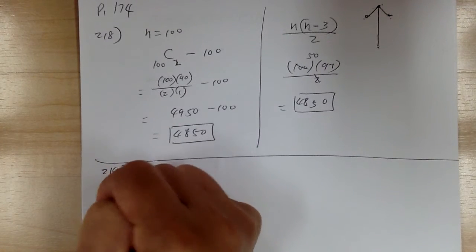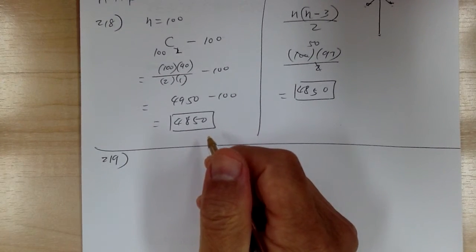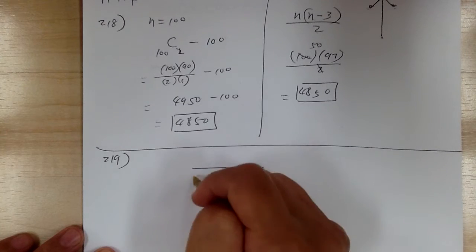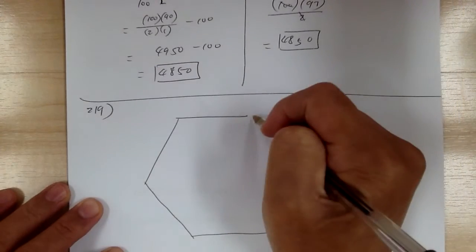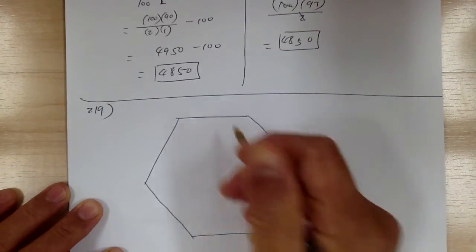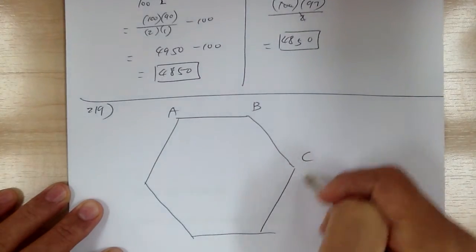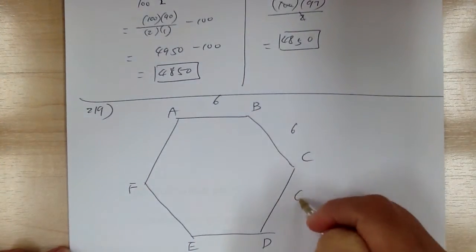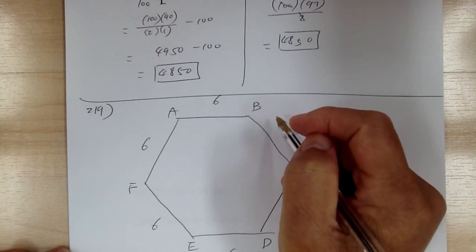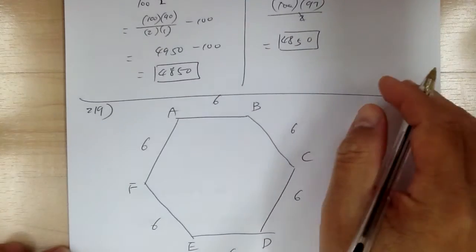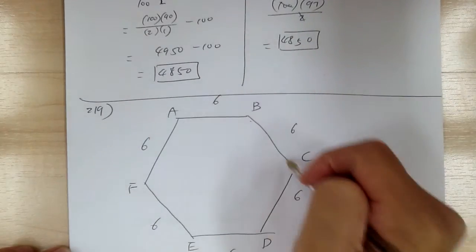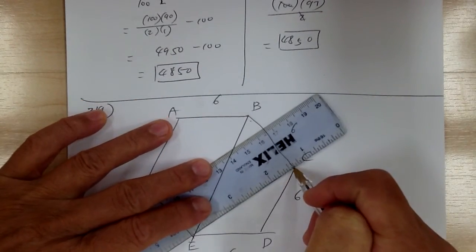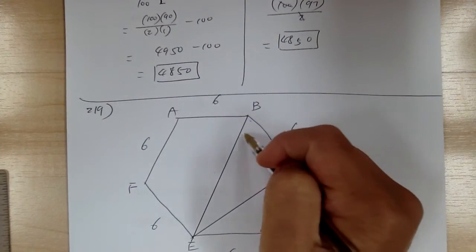Okay, let's go to 219. ABCDEF is a regular hexagon with a side length of 6. So you got A, B, C, D, E, F, and each side is equal to 6. And you're looking for the area of the triangle BCE. So BCE. You're looking for this area over here.